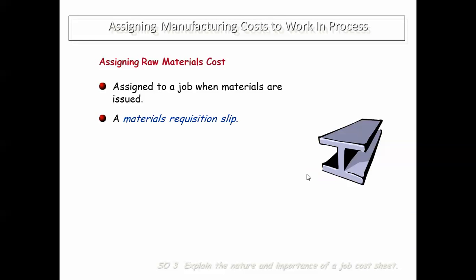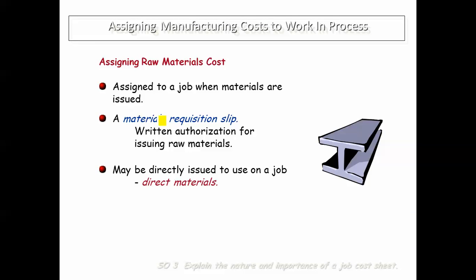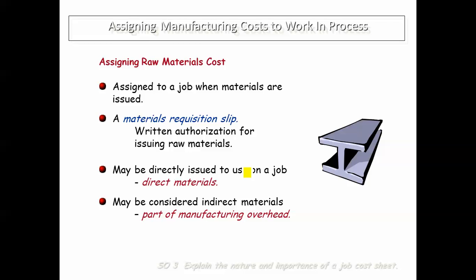So we assign raw materials. There's what's called a materials requisition slip, which authorizes the fellow who's controlling the raw material inventory to release the materials to the job. Those directly go to the job, go to work in process. The other materials are part of overhead.